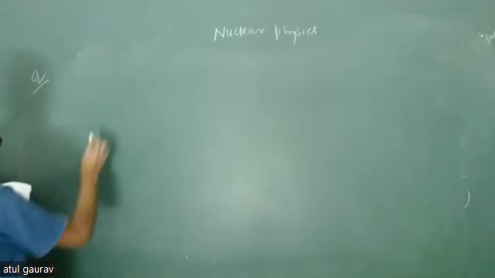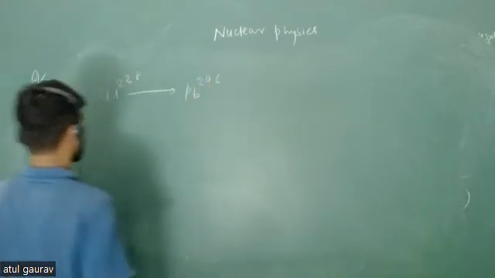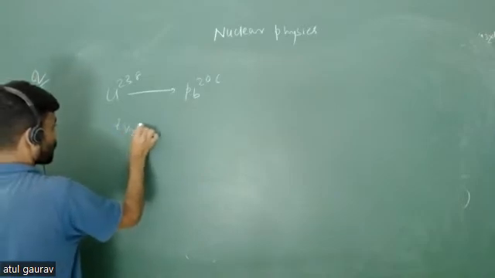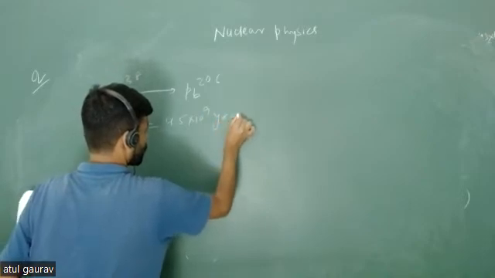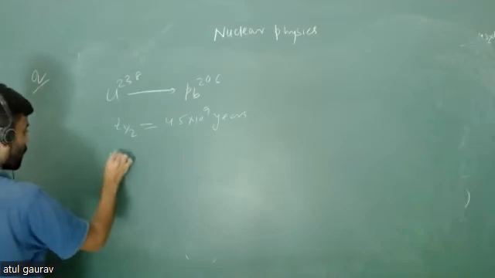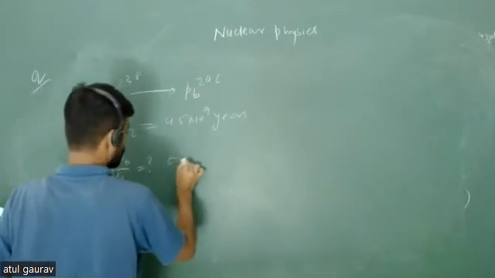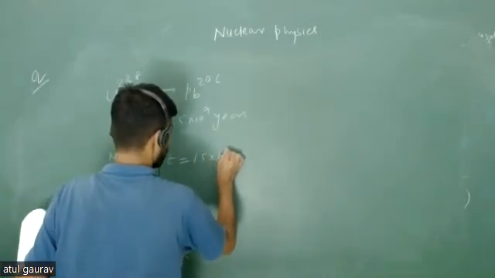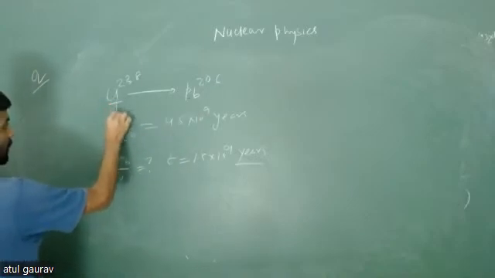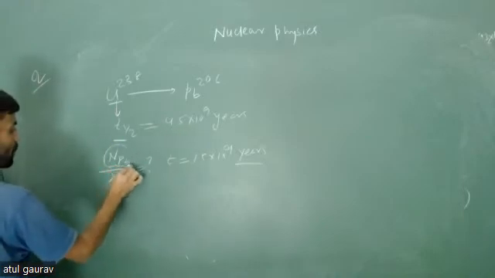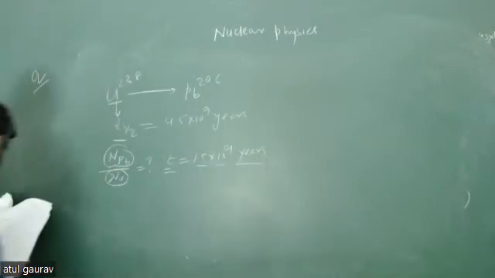Next problem. Uranium 238 decays to lead 206. Okay, so half-life is given. Half-life of uranium is given as 4.5 into 10 to the power 9 years. Okay, so they ask the number of Pb divided by number of uranium at time t equals 1.5 10 to the power 9 years. So this nuclei decays to this. Half-life of this uranium is given. So number of lead nuclei divided by number of uranium nuclei after time t equals 1.5 10 to the power 9 years.